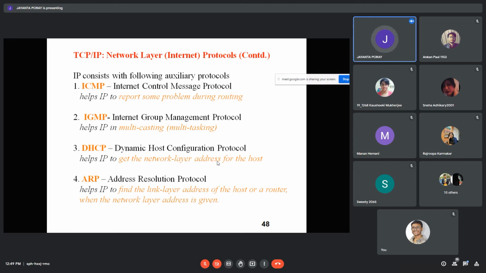Another is ARP, the Address Resolution Protocol, which finds the link layer address of a host or a router when the network layer address is given. That is the task of ARP. Similarly, ICMP, the Internet Control Message Protocol, helps IP report problems during routing. IGMP, the Internet Group Management Protocol, helps IP with multicasting.